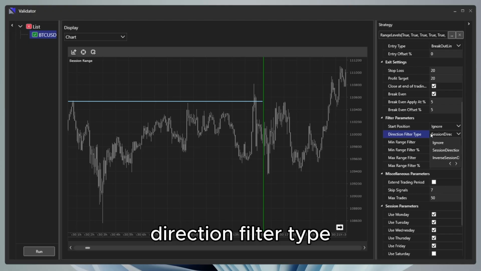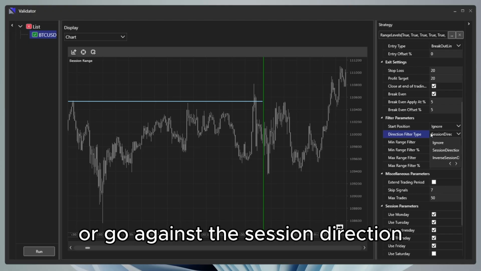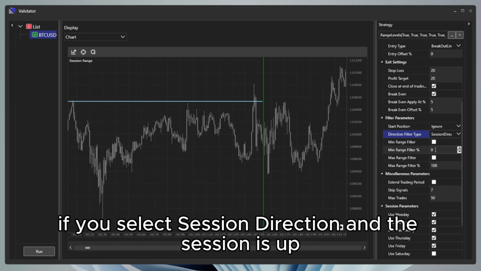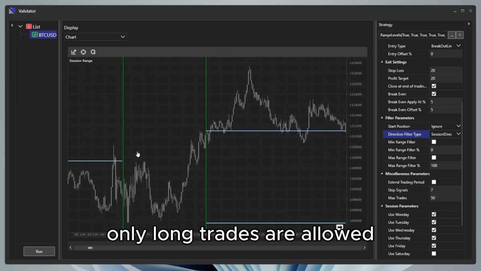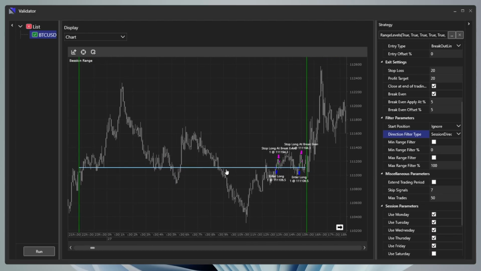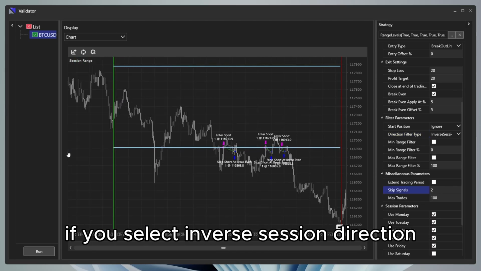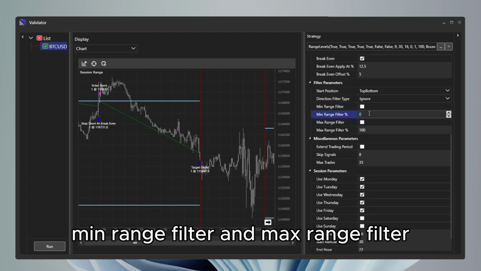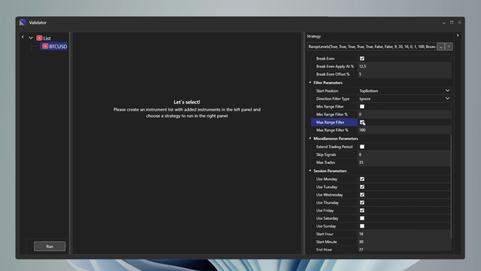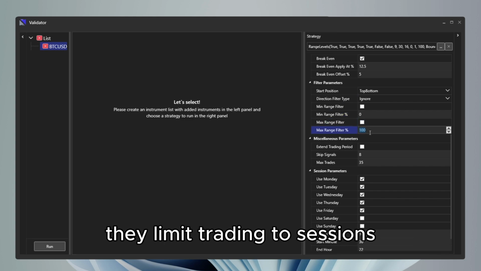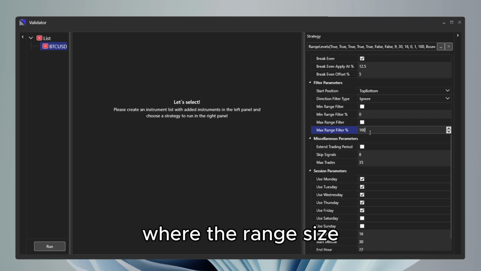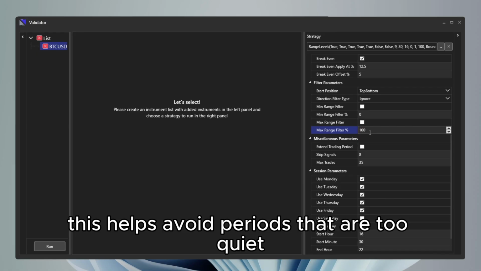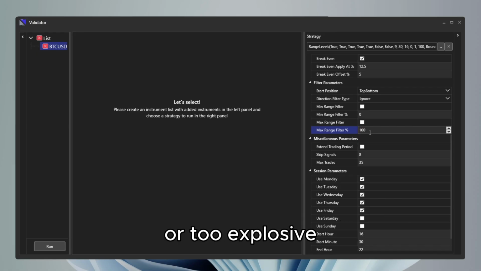Direction filter type defines whether trades follow or go against the session direction. If you select session direction and the session is up, only long trades are allowed. If you select inverse session direction, the opposite happens. Min range filter and max range filter control volatility conditions. They limit trading to sessions where the range size falls between certain percentage values. This helps avoid periods that are too quiet or too explosive.